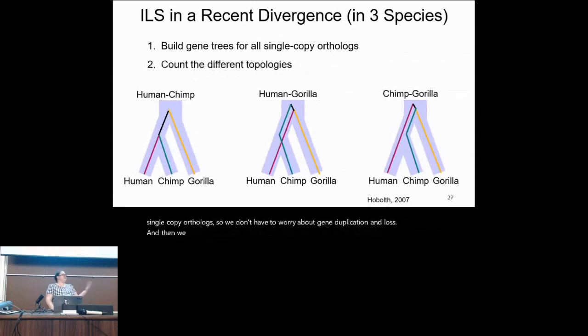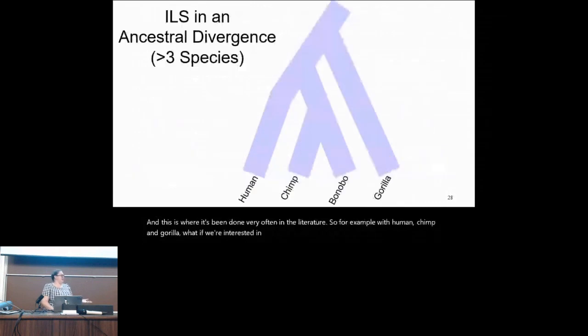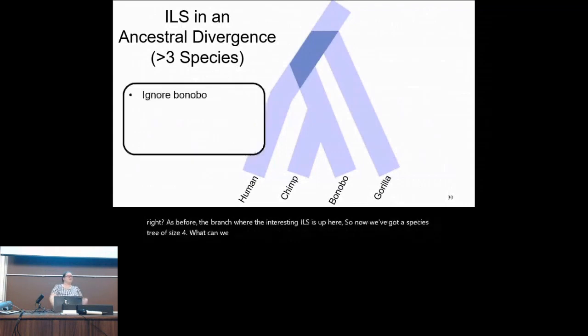What if we're interested in more ancestral incomplete lineage sorting? What if instead we had a species tree of 4 species, so this is human, chimp, bonobo, and gorilla? As before, the branch where the interesting ILS is is up here. So now we've got a species tree of size 4. What can we do? Well, what's typically done sometimes is we can just ignore the bonobo, and then we just have a species tree of size 3. Again, then we're losing information, right?